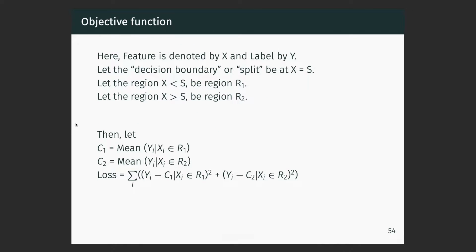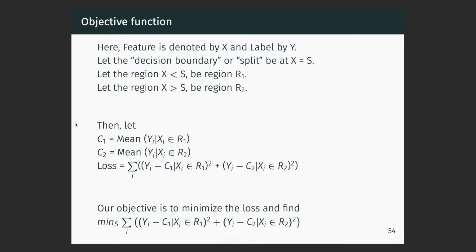So minimize, for all the examples, yi minus c1, squared, for the region where xi belongs to region 1. Similarly, for all the xi's belonging to region 2, you subtract the mean c2 and square it, over all the possible examples. Right? So in some sense, it's telling you the variance about the mean chosen for these separate subsets. Fairly simple algorithm. And then our objective is to minimize this expression and find out a value of s.